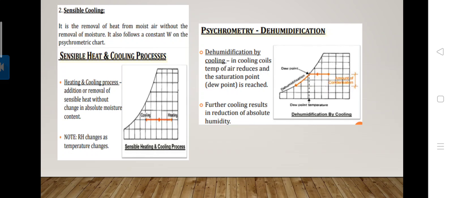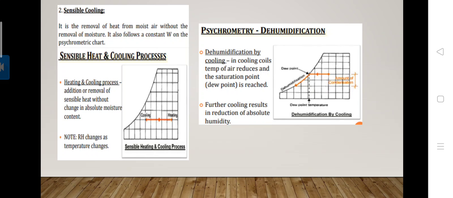Next is sensible cooling. We already saw that in sensible cooling there is cooling of air at the same humidity ratio without any change in the moisture content per kg of dry air. That is the sensible cooling process. In the cooling process the air is passed over the coil. Again, here we can see cooling with adiabatic humidification.